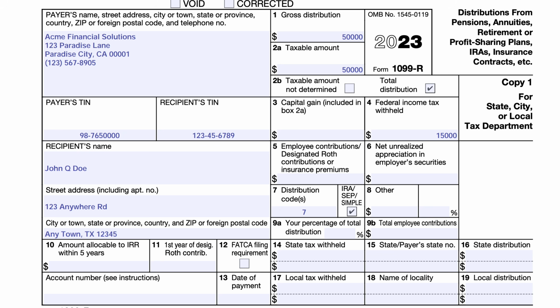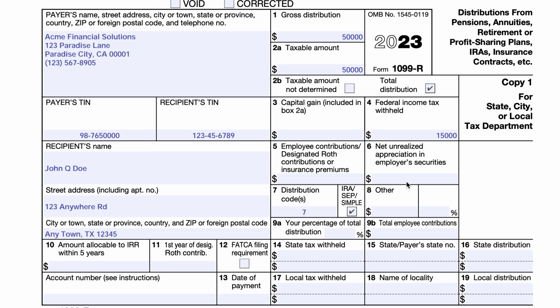In box 5, if there were any employee contributions to a retirement plan, any designated Roth contributions or insurance premiums that you would be able to recover tax-free, that would be in here. In this case, there were none. And most of the time, either 5 or 6 are blank.